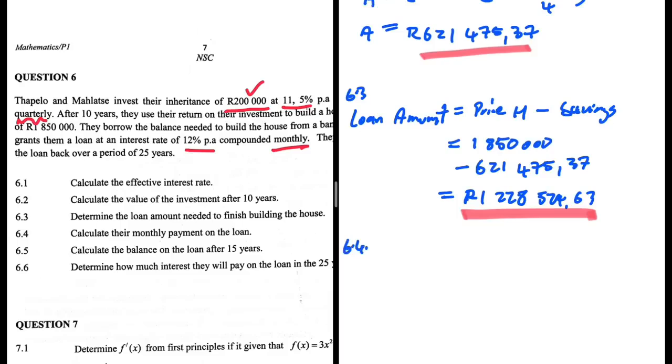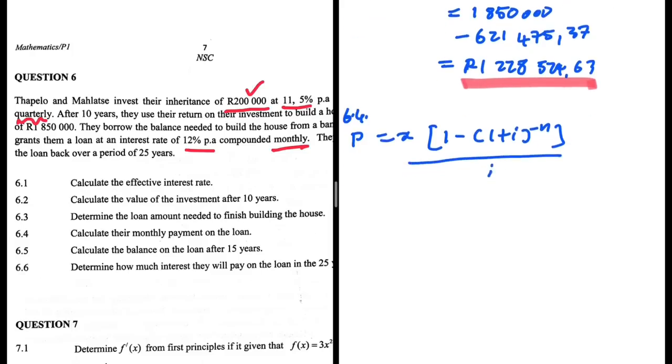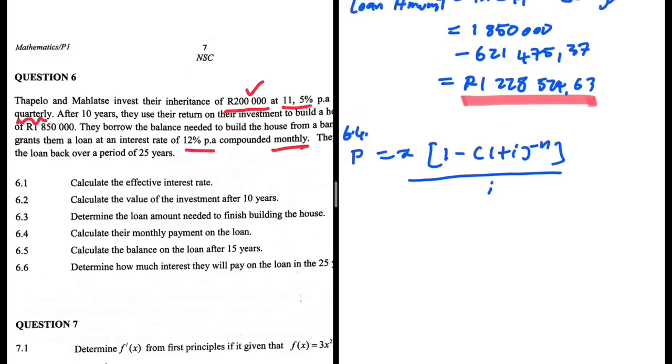Calculate the monthly payment of the loan. So we have the loan amount, which is our P, right? Because we know that P is equal to X multiplied by 1 minus 1 plus the interest to the minus n, everything divided by the interest, I. So we're going to have P, the loan amount, 1,228,524.63 being equal to X.